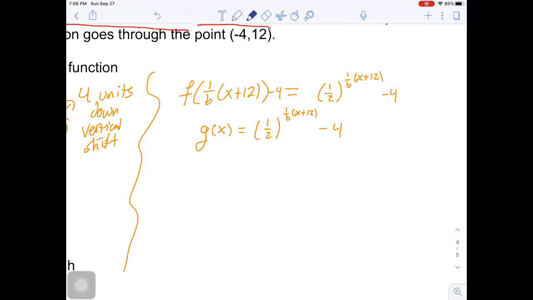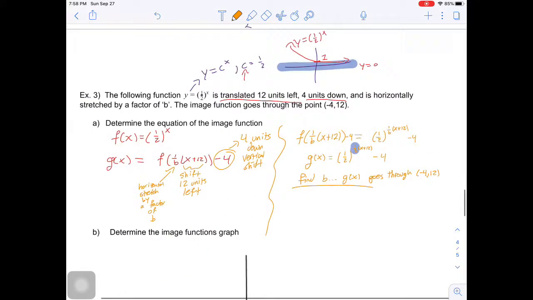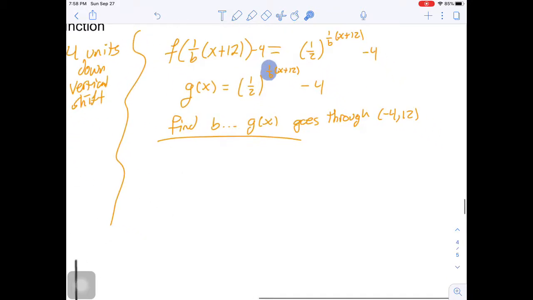Now, we need to solve for what 1 over b is. Okay, so we've got to find what b is. How do we find b? Well, we know g of x goes through negative 4 and 12. It told us that in the question. It says the image function goes through the point negative 4 and 12.